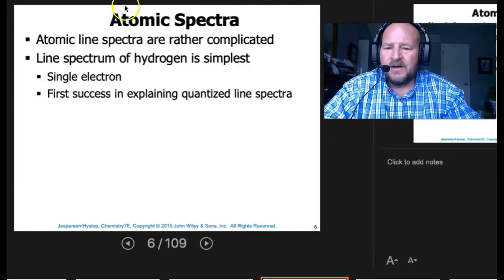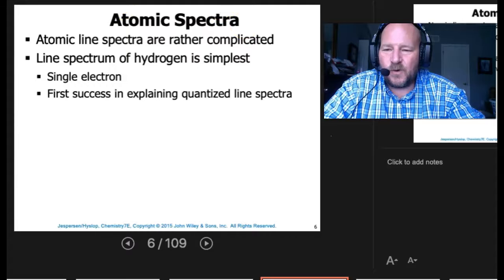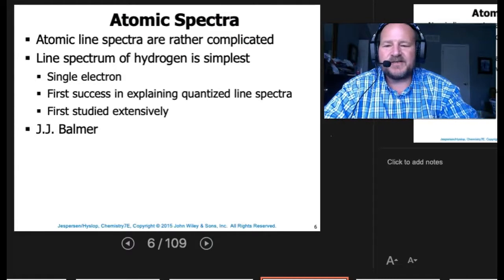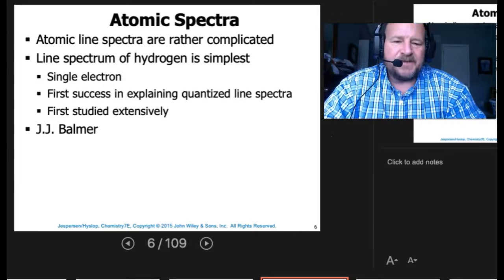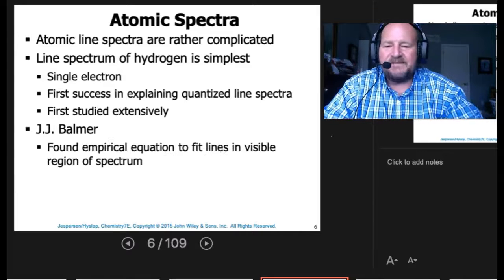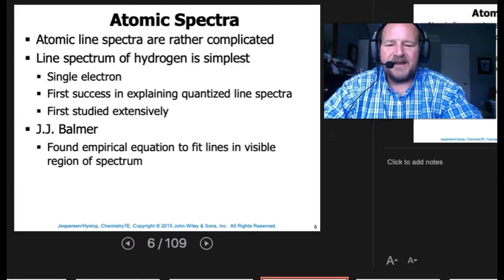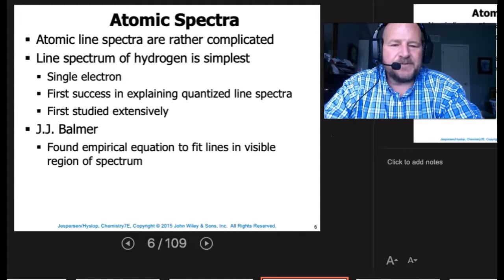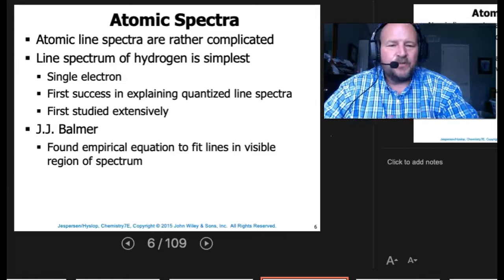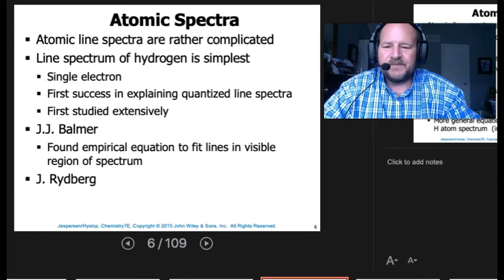All right, so the first success in explaining quantized line spectra, and of course this is what was first studied exclusively, is J.J. Balmer. Now, he might not be somebody you've heard of before. He comes in on the scene and he found an empirical equation that's going to fit lines in the visible region of the spectrum. So he was trying to associate the energies seen in the atom with the line spectrum that's given.